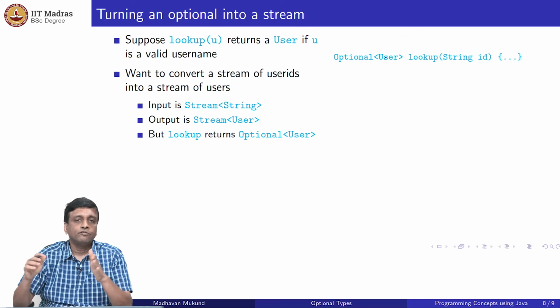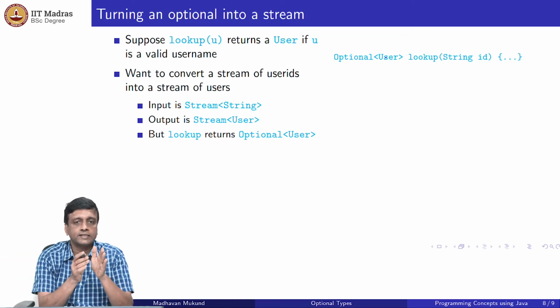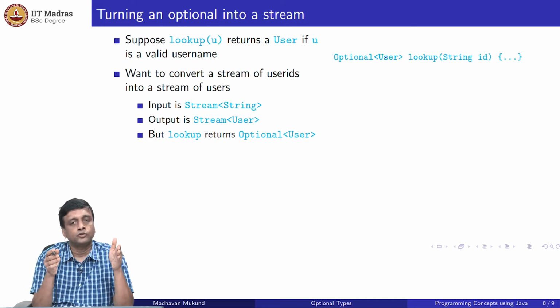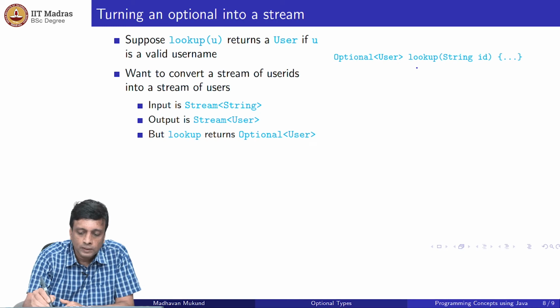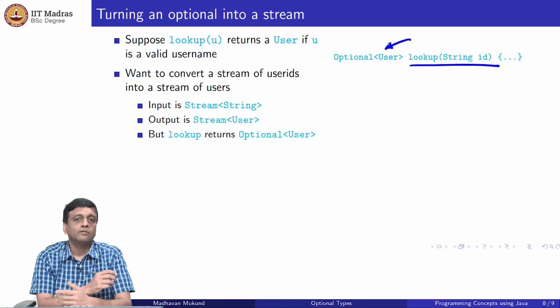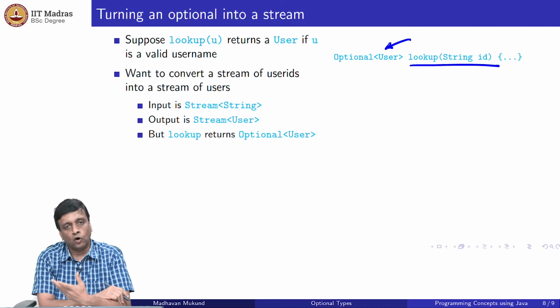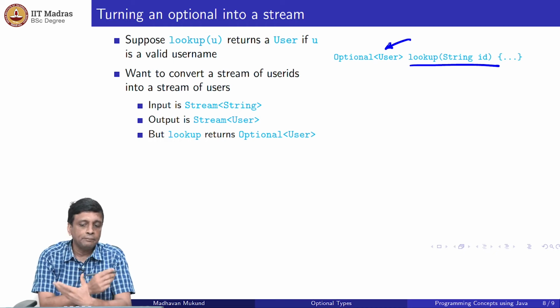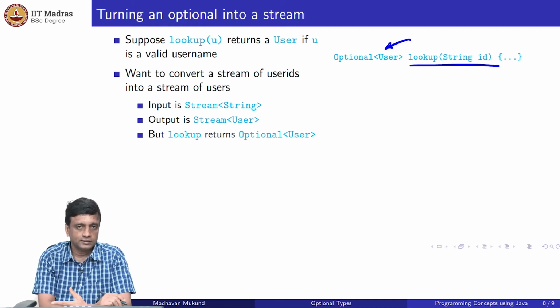And how will I do that? For each input string that I get in my stream, I will look it up, and if it is a valid user, I will produce it. If it is not a valid user, I will not produce it. So this is what lookup is doing. See, lookup is producing an optional of a user. So if it is a valid user ID, it will produce a valid user object. If it is not a valid user ID, it will produce an empty object. That's what this optional does.